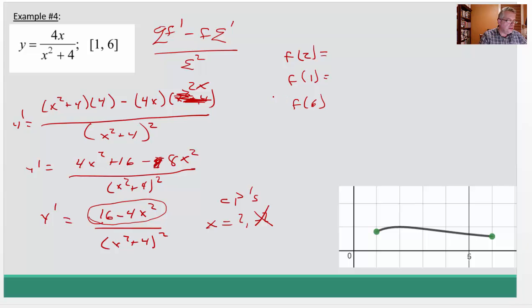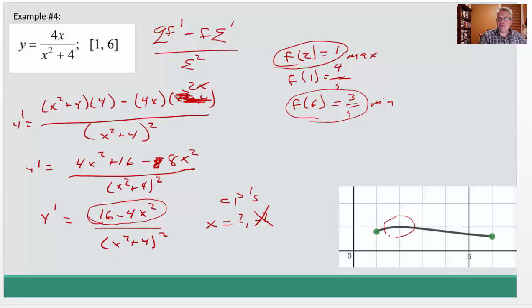At 2, it is 1. And at x equals 1, the function's 4/5. And at x equals 6, the function is 3/5. So the winner for the max is x equals 2. And the winner for the min, x equals 6. And we see it in the graph. The maximum is right there at x equals 2, and the minimum is that endpoint. We found it without the picture though.